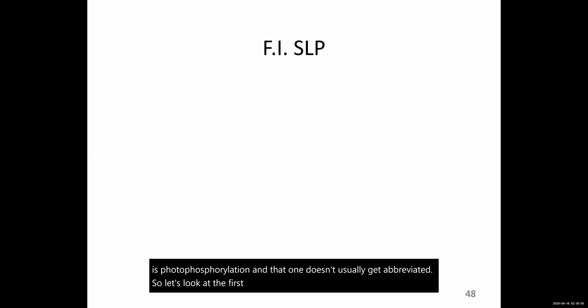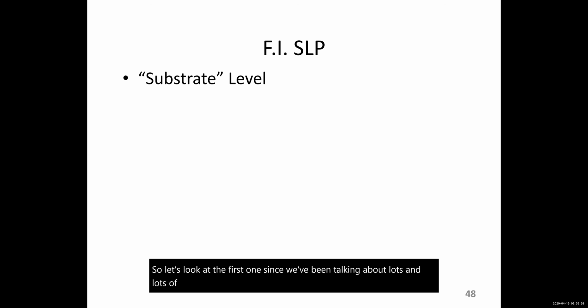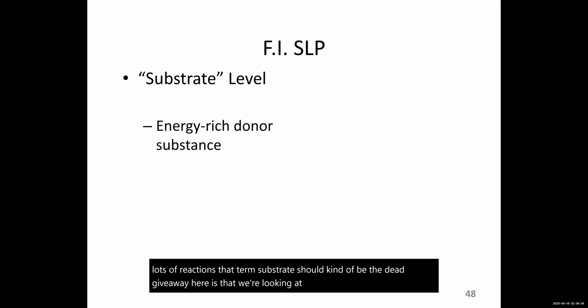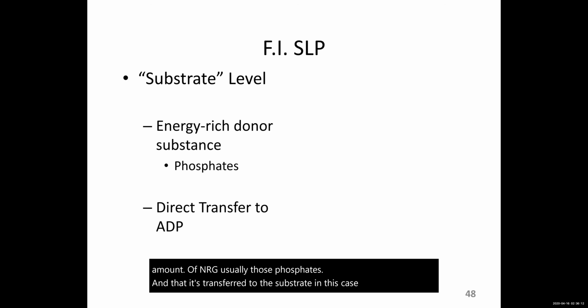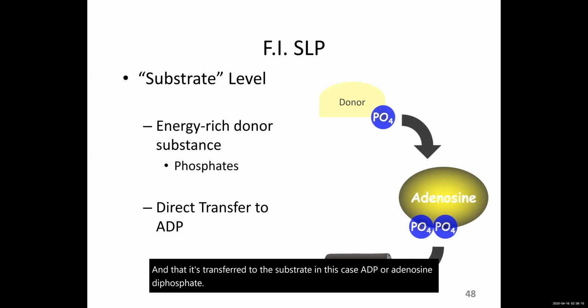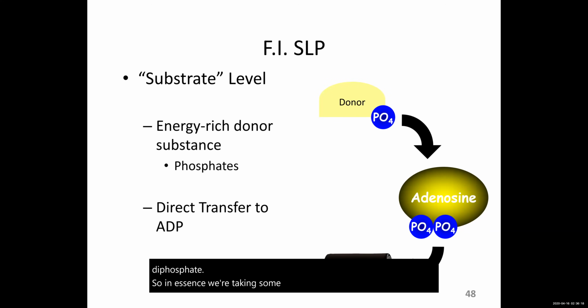Since we've been talking about lots and lots of reactions, the term substrate should be the dead giveaway here: we're looking at something that contains a high amount of energy, usually those phosphates, and that it's transferred to the substrate, in this case ADP, or adenosine diphosphate. So in essence, we're taking some sort of substance that is energy rich, which we'll call a donor, and that energy rich donor will transfer it to adenosine diphosphate, creating that third and final high energy bond of phosphates, creating our ultimate energy carrier. That's the process of substrate level phosphorylation.